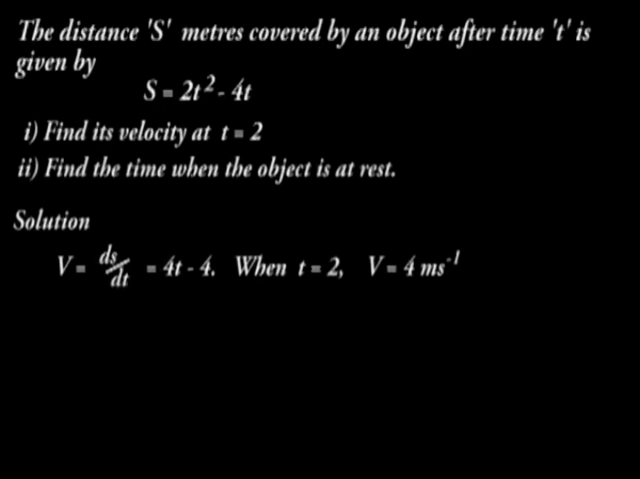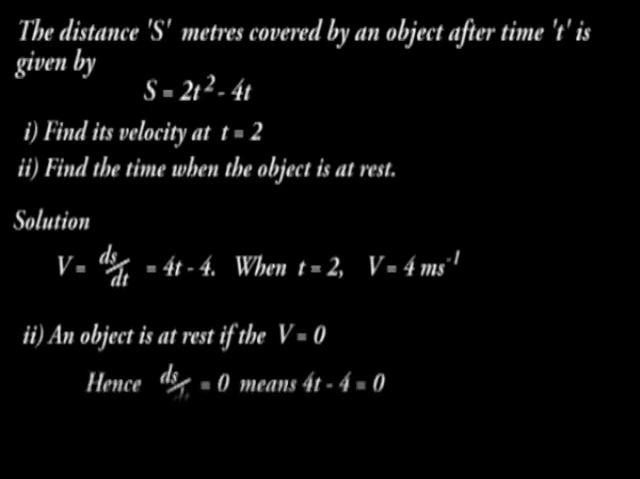An object is at rest if v is 0, hence ds over dt is 0, meaning that 4t minus 4 is equal to 0 and t is 1 second. Therefore, the object is at rest after 1 second.